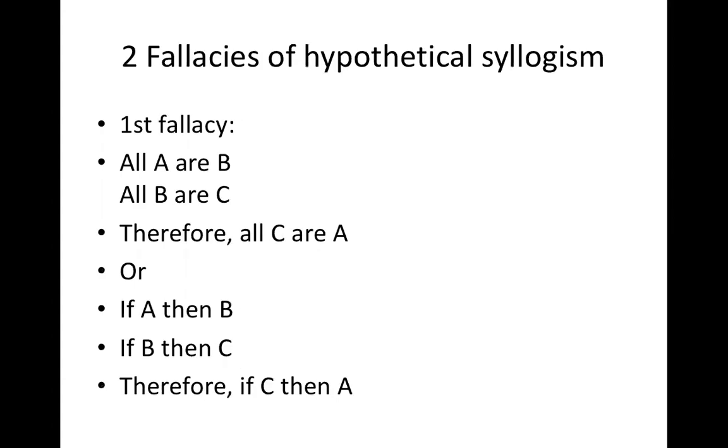Now let's look at two fallacies of hypothetical syllogism, or we call it two hypothetical fallacies. The first fallacy: all A are B, all B are C, therefore all C are A. What went wrong in this argument? What is different between this argument and the hypothetical syllogism?